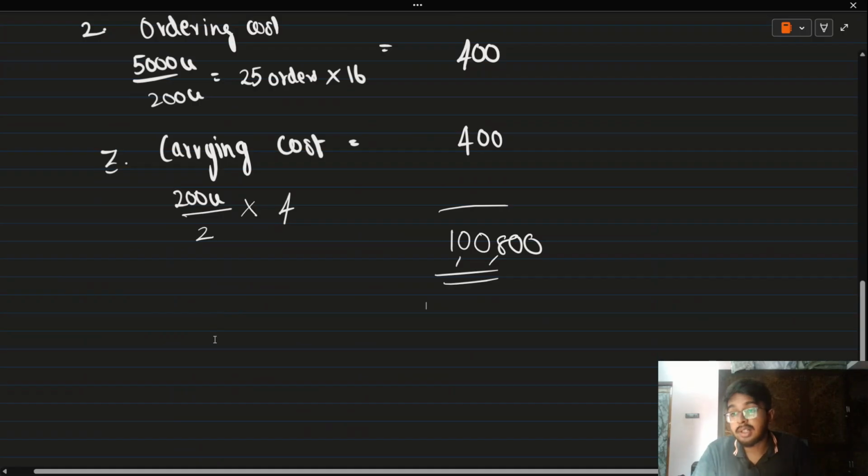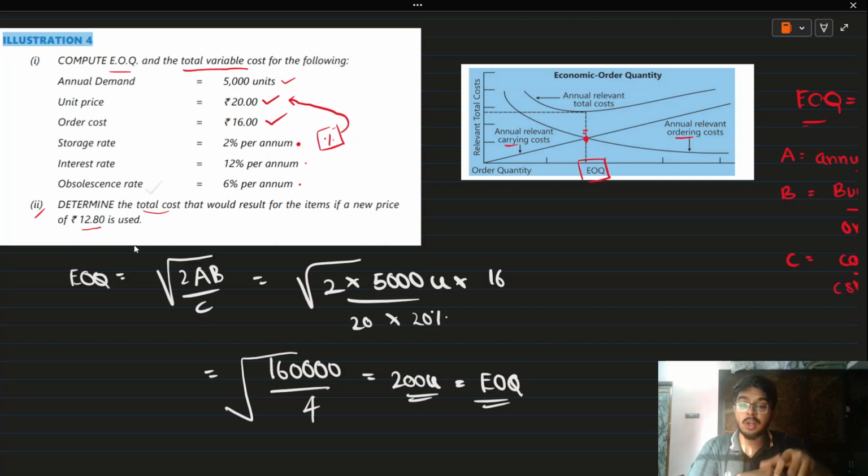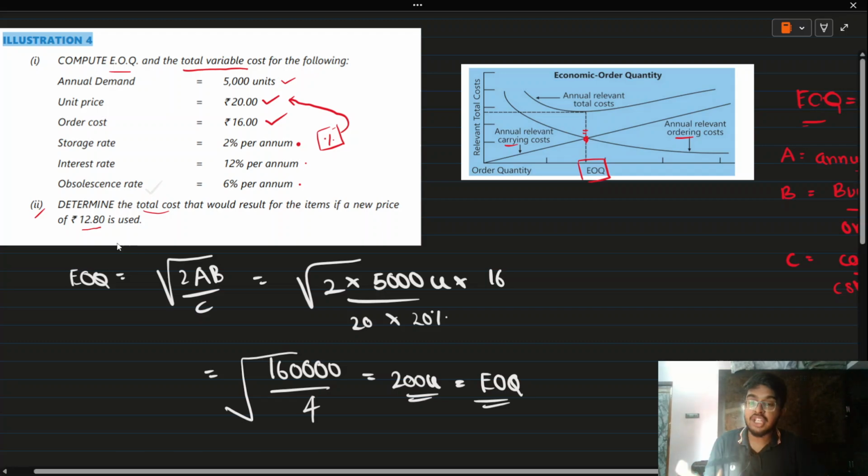The question isn't over. In the second part, determine the total cost that would result for items if a new price of rupees 12.8 is used. Listen very carefully. Instead of 20, it's 12.8. Will the EOQ change or not? Yes, EOQ will definitely change because carrying cost is based upon unit price. Since unit price changes, EOQ will also change. So we need to find the new EOQ and new total variable cost.